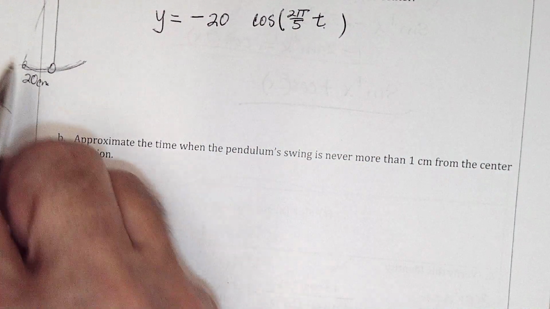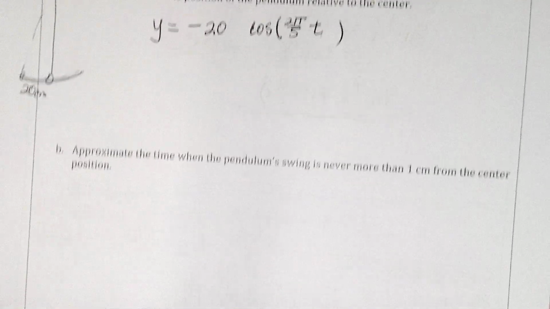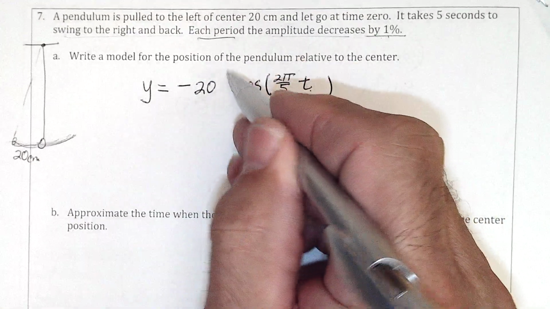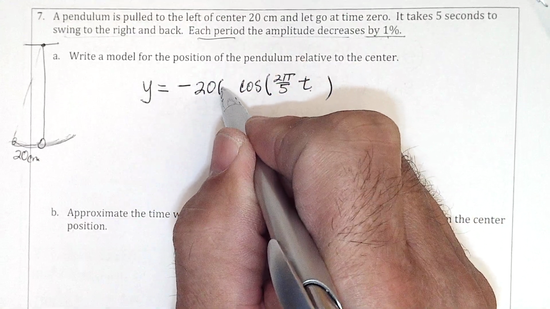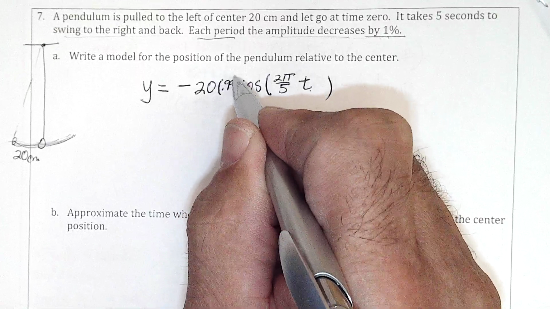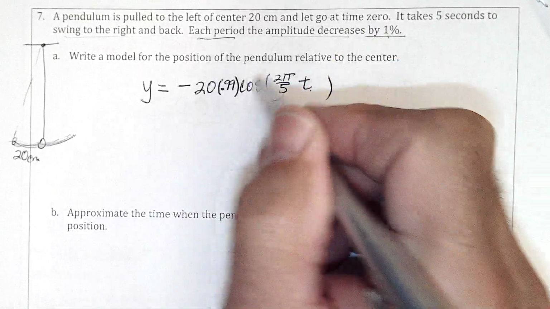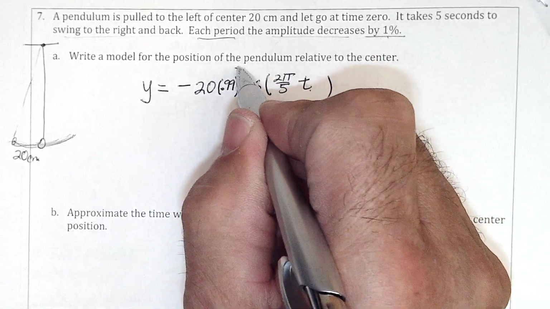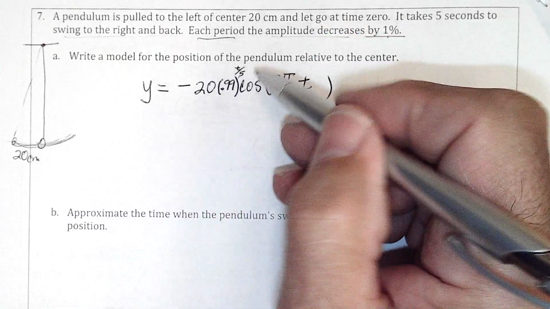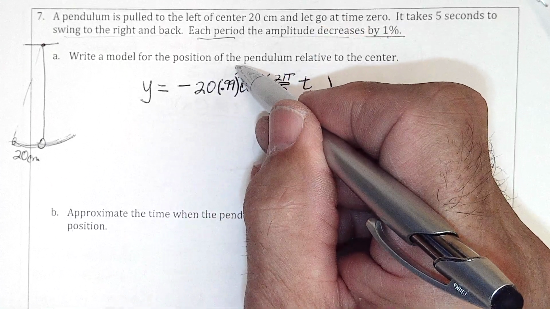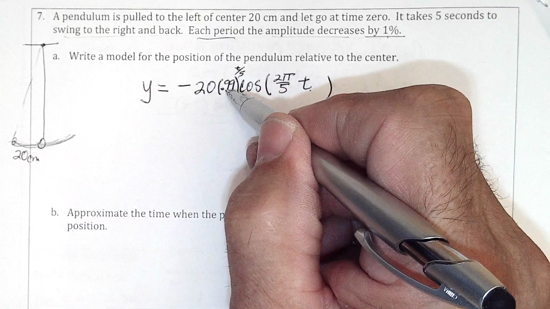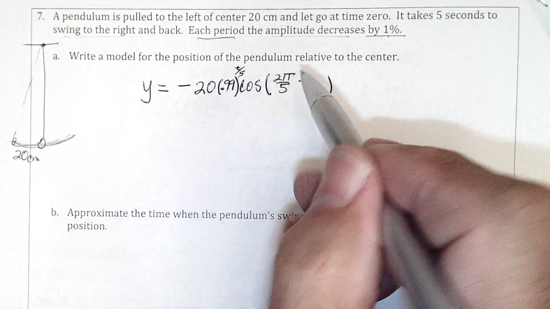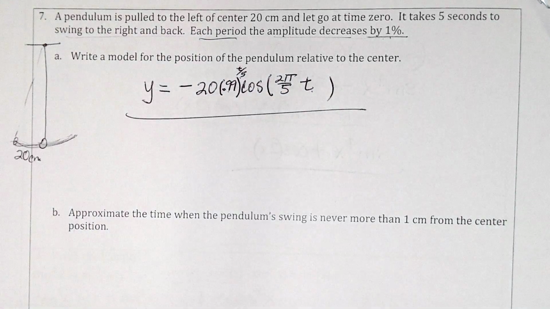This would be good if it just kept going and never slowed down, but it says that it loses 1% each period. So what's left is 99%. And that's per period, and the period is 5 seconds, so I got to put t over 5. So when I put 5 in here, 5 seconds, it'll do 99% of 20, making it a reduced amplitude. So there's the function.